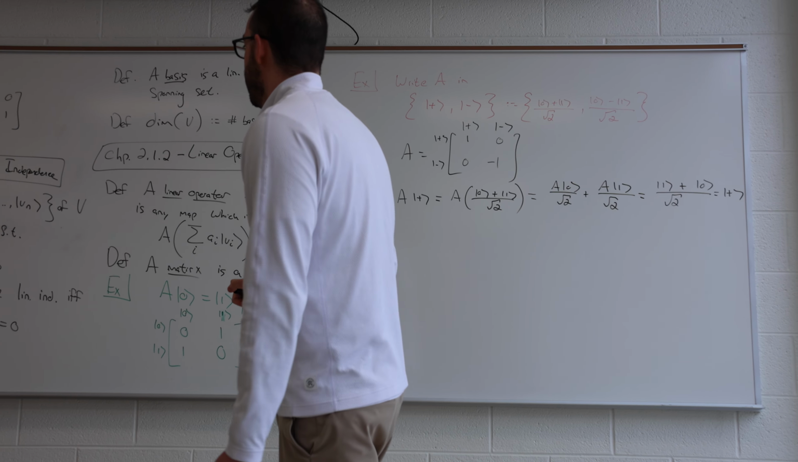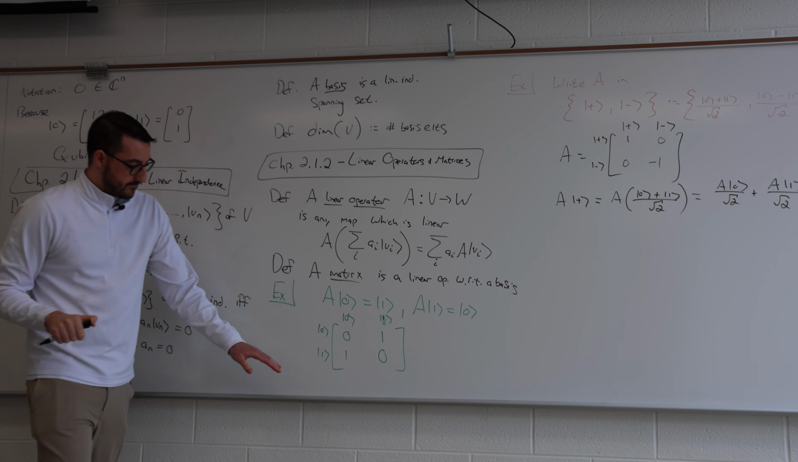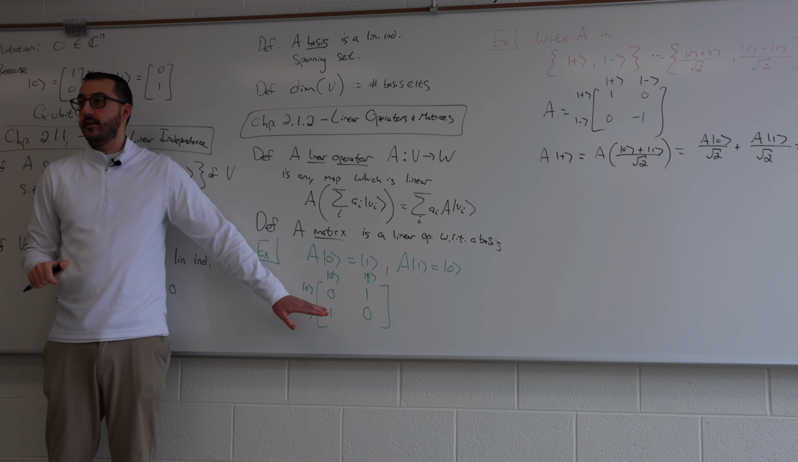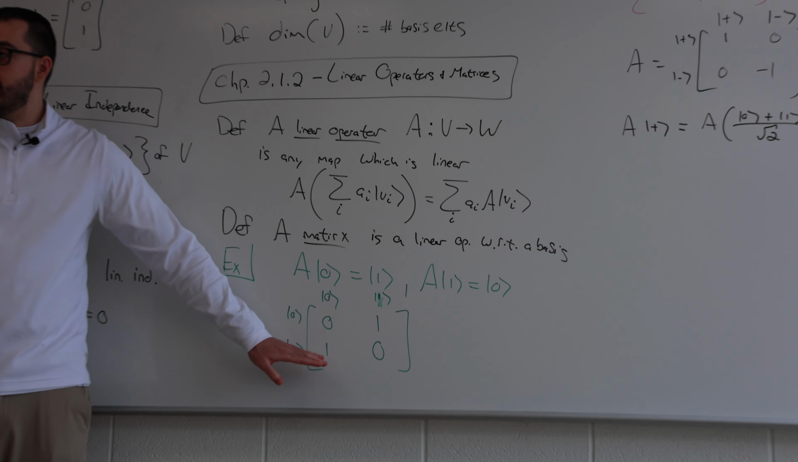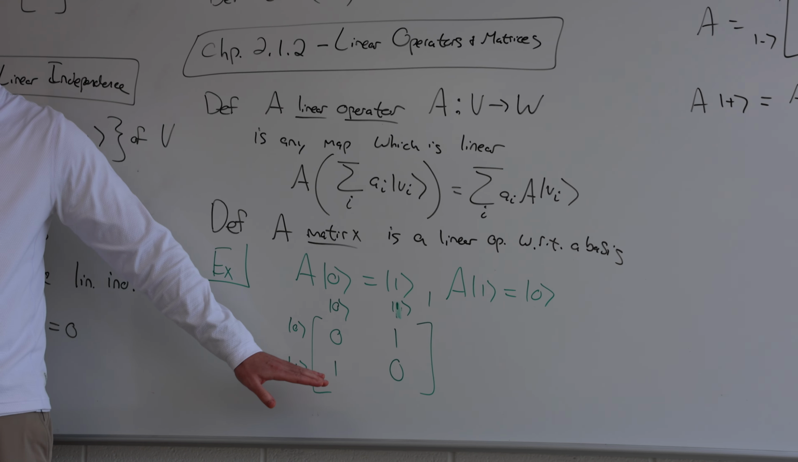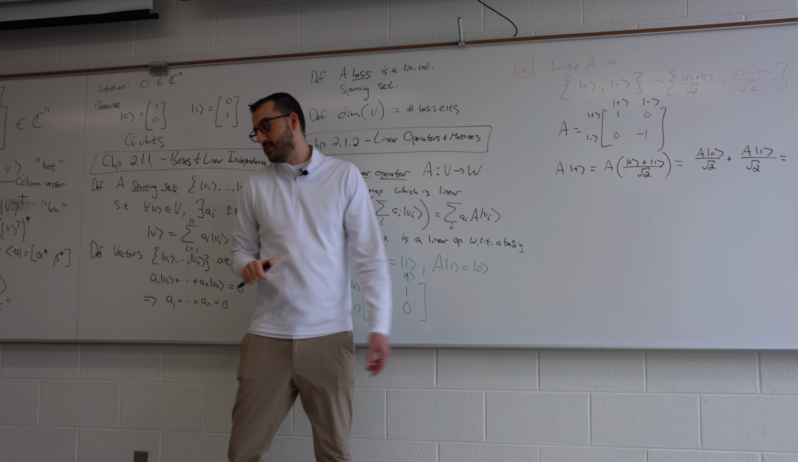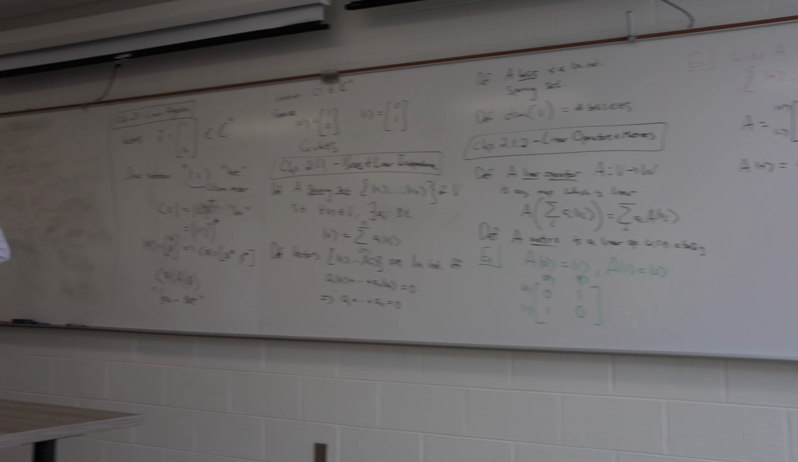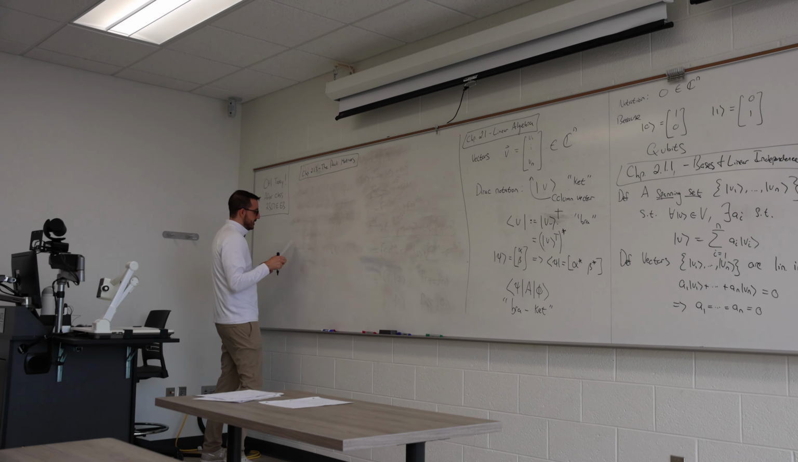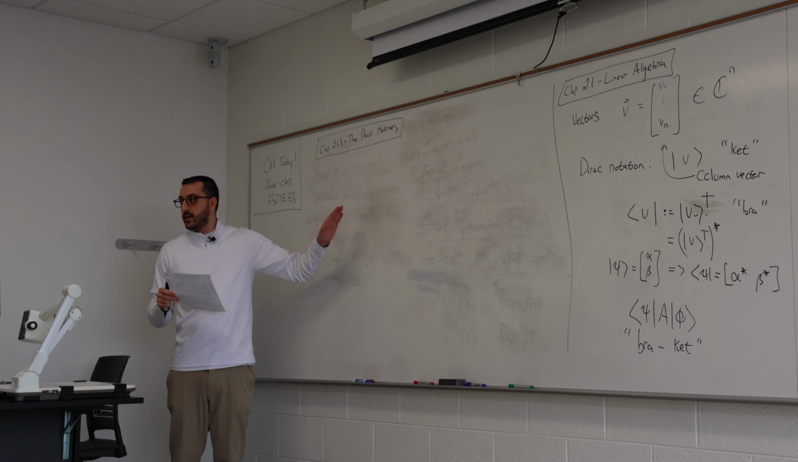So these two matrices are actually very special. This matrix gets a special name. It's known as the Pauli X matrix. And this matrix gets another name. It's known as the Pauli Z matrix. This is the subject of chapter 2.1.3, the Pauli matrices.